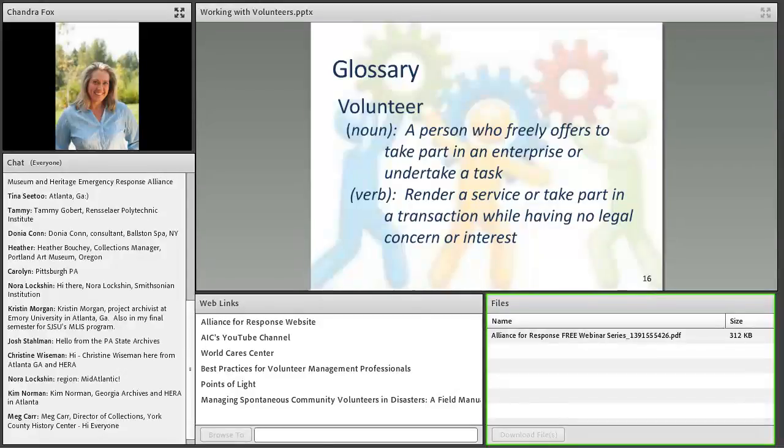I'm going to include a short glossary here, basically because I have a degree in English and I believe that words matter. And I want to be sure that all of us are on the same page, working with the same information as we go forward, so that when I'm using words, you understand exactly what it is I'm talking about. So, volunteer. Volunteer is both a noun and a verb. A volunteer is a person who freely offers to take part in an enterprise or undertake a task. And the verb volunteer is to render a service or take part in a transaction while having no legal concern or interest.